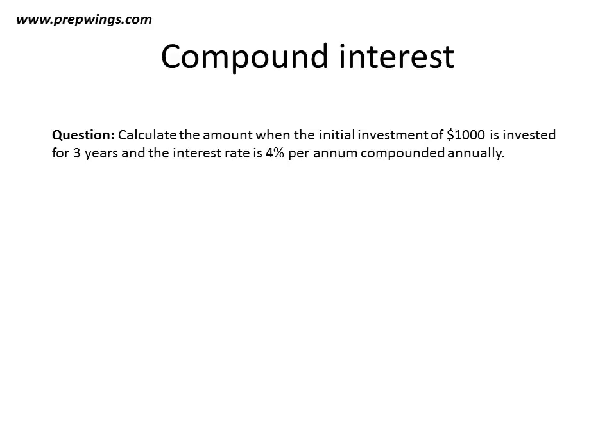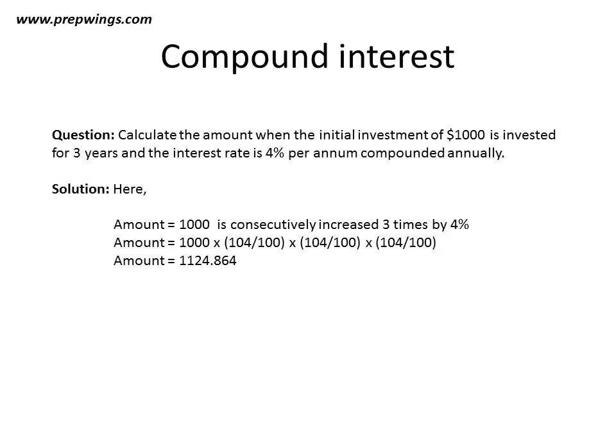It says, calculate the amount when the initial investment of $1,000 is invested for 3 years and the interest rate is 4% per annum compounded annually. Again, over here our principal is $1,000 and it is invested for 3 years at 4% interest rate per annum compounded annually. So amount will be equal to 1000 consecutively increased 3 times by 4%. So amount will be 1000 into 104 by 100 into 104 by 100 into 104 by 100, which is 1124.864. So the amount will be $1124.864.